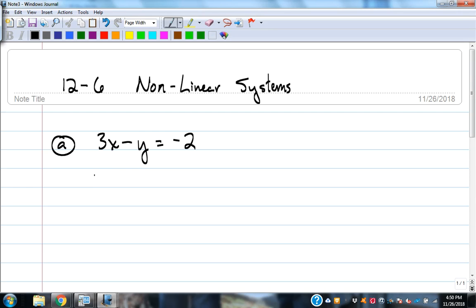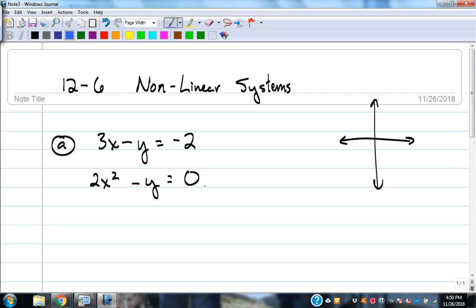I don't know how simple you call this, depending on how good you are at the stuff. All right, so here we have a linear equation, 3x minus y equals -2. That's a linear equation. And the second equation is quadratic. So we have a linear and a quadratic. So if we were to graph this, I'm going to show you how to do this with the calculator, not so much algebra work, but a little bit more calculator work.